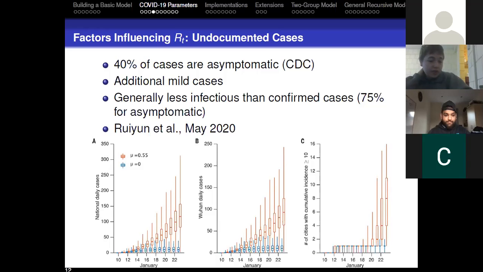And so these cases need to be accounted for when we're determining what RT is. And although they need to be accounted for, they're generally less infectious than confirmed cases. So according to the CDC, asymptomatic cases are around 75% as infectious as confirmed cases that are symptomatic.